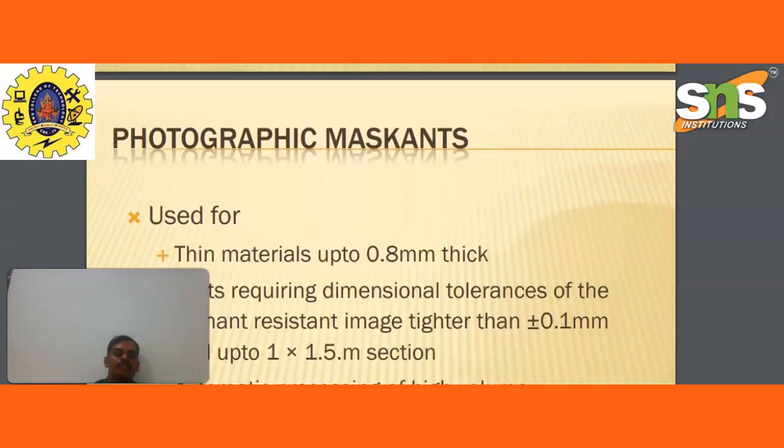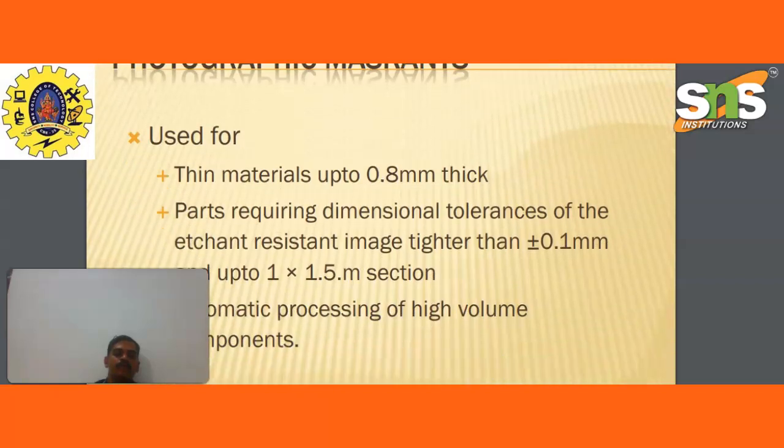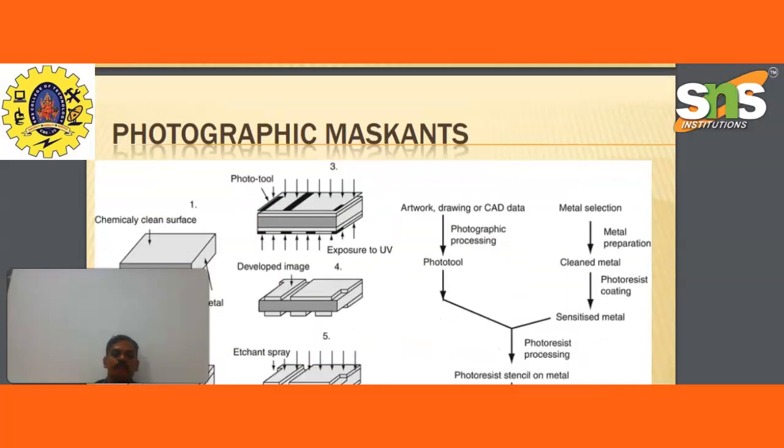Photographic maskants are used for thin materials up to 0.8 mm thickness, and parts requiring a dimensional tolerance of the etchant resistant image tighter than plus or minus 0.1 mm, up to a 1 by 1.5 meter section. Automatic process for high value components. These are the photographic or different types of masks.